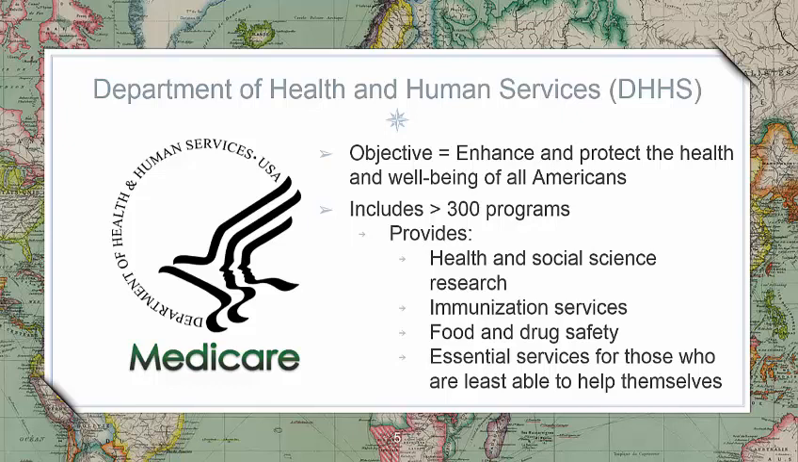It provides all sorts of services: health and social science research. It has immunization services. It looks at food and drug safety, so it actually goes in and it will ensure that the food that you eat comes from a safe environment. They check for different facilities that do produce our food, that produce our medications, to make sure that they're providing the safest possible forms of food to the public. And they also have essential services for those who are least able to help themselves.